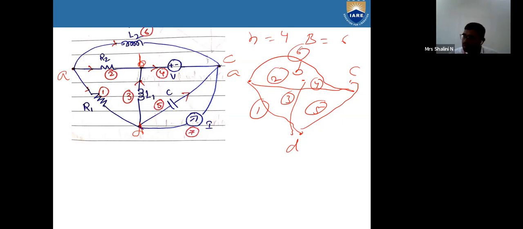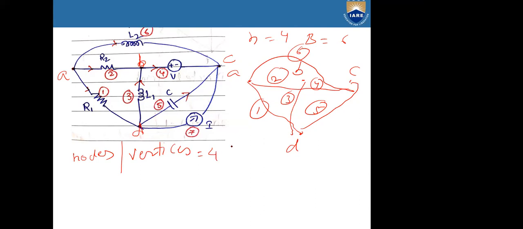Now I am representing which are the nodes. Remember, nodes are also called vertices. It is another word, vertices. Nodes are also called as vertices. And how many nodes will be there in this graph? 4 nodes. What are they? A, B, C, and D.